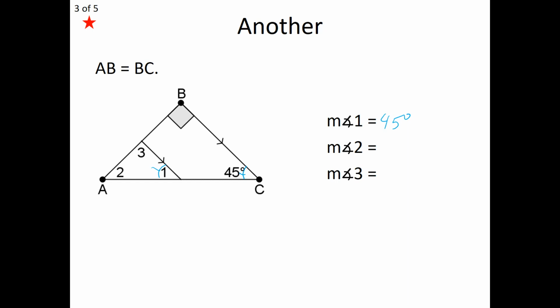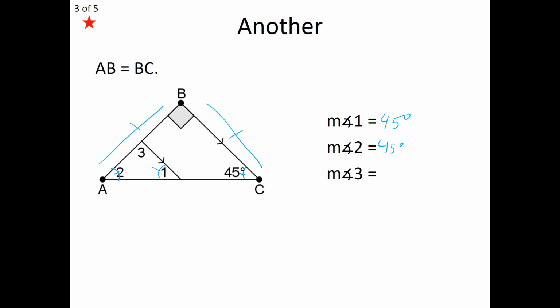Now we are given that the entire triangle is isosceles, that AB is equal to BC. So we know this entire length here is equal. What does that mean for us? That means we know the base angles to be equal since it's isosceles. Angle 2 and our 45-degree angle are the two base angles, which means if they have to be equal, angle 2 also has to be 45 degrees.